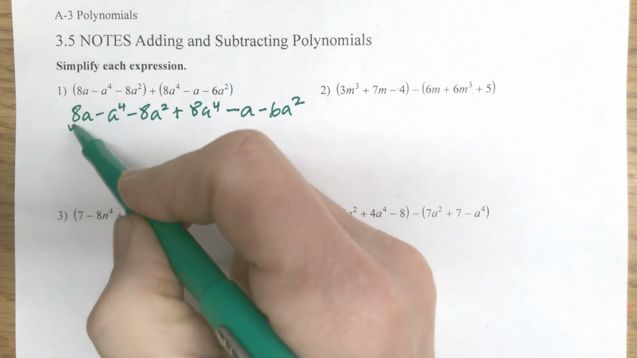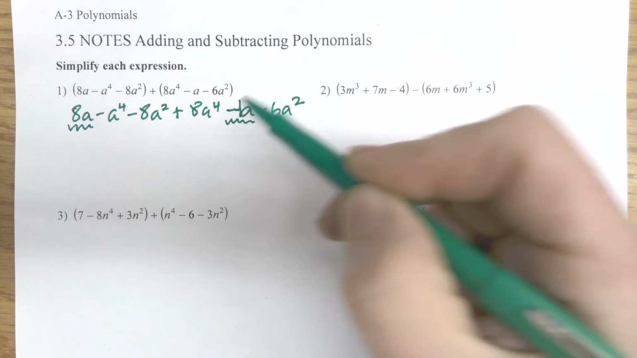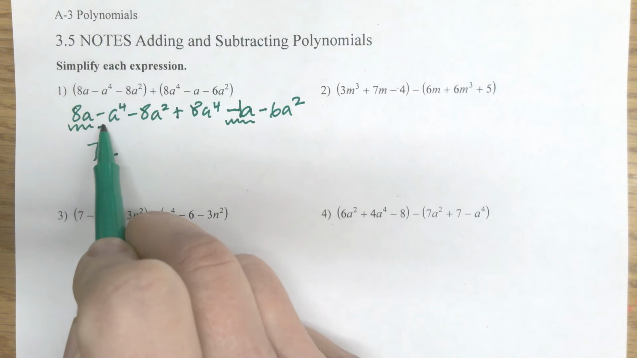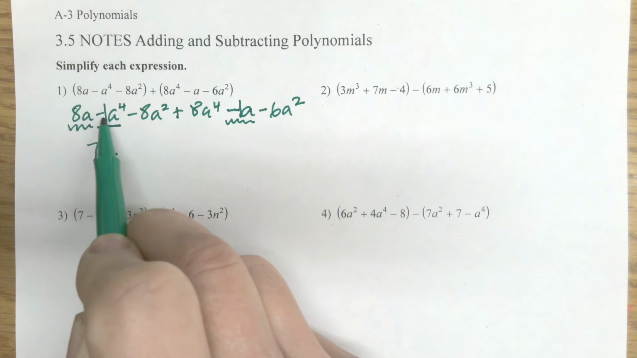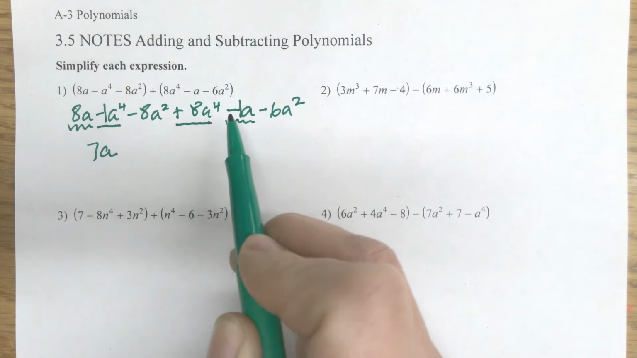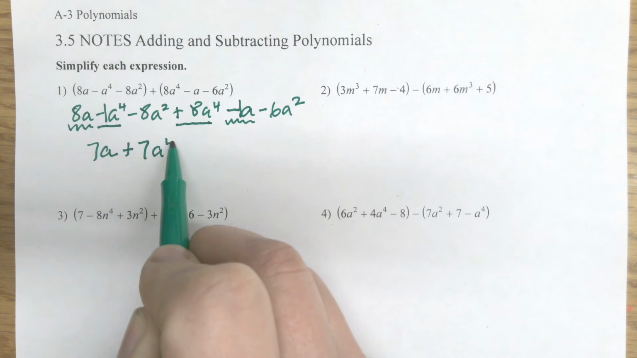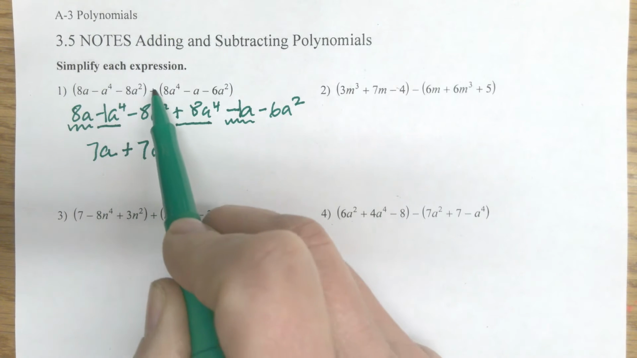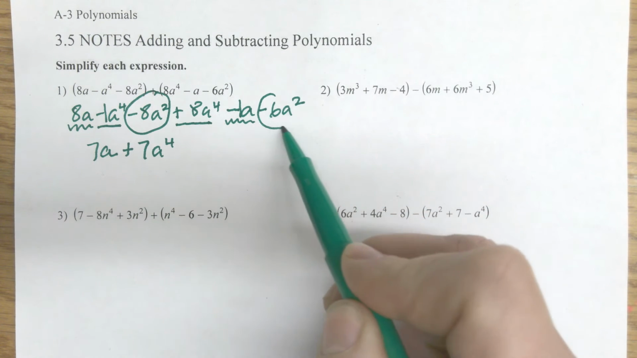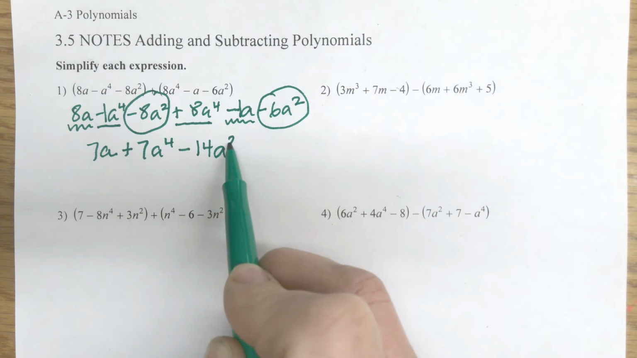So what goes with 8a? This is minus 1a, so that's 7a. This is negative 1a to the fourth plus 8a to the fourth. That would give me plus 7a to the fourth. And then I have a negative 8a squared minus 6a squared, so that's minus 14a squared.